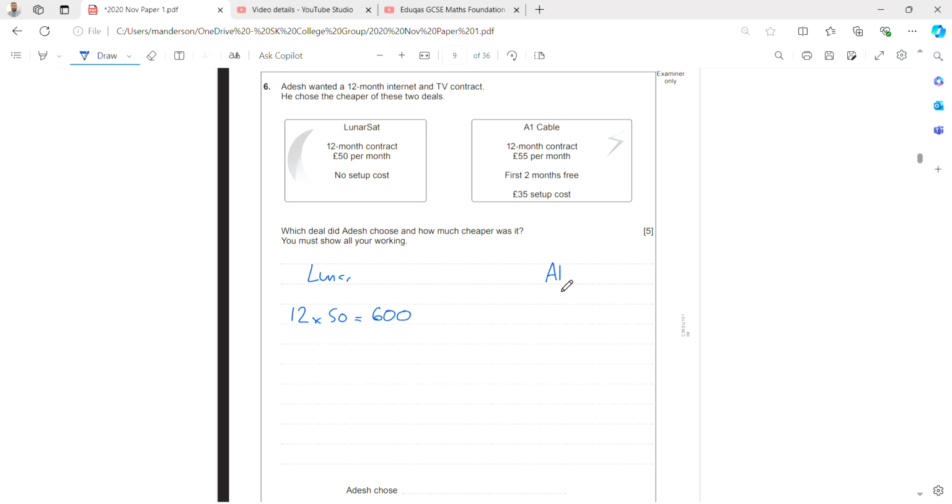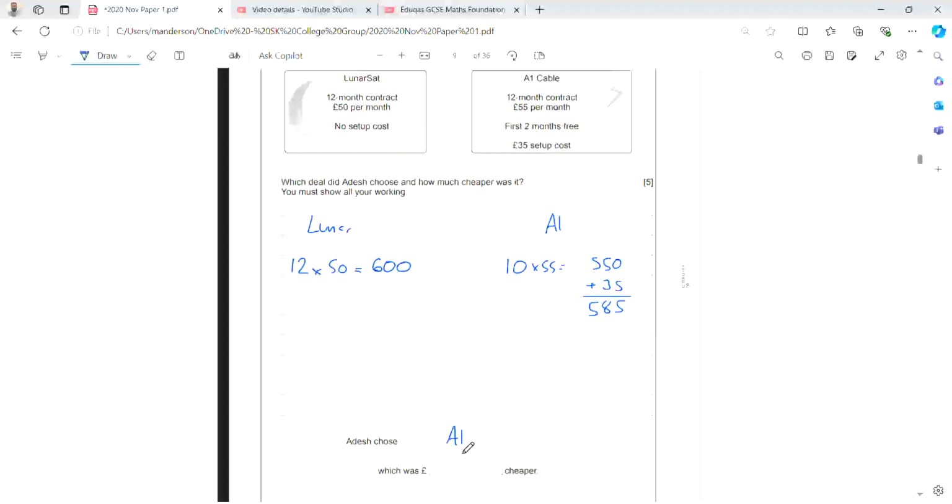Or we've got A1 cable, which is 12 months at 55, but you get your first 2 months free. So that's 10 months that I'm paying for because the 2 months are free. And 10 times 55 is 550 with a £35 setup cost. So I need to add £35 on. So I end up with 585. Okay, so A1 cable is cheaper, and it's cheaper by £15 because 585 is £15 cheaper than 600.